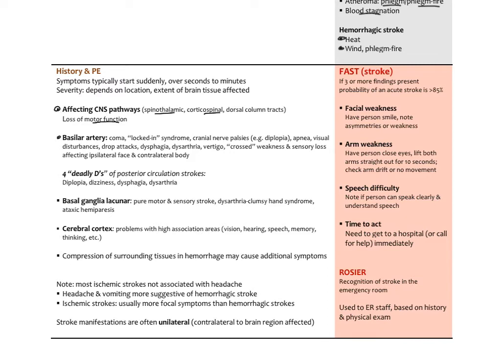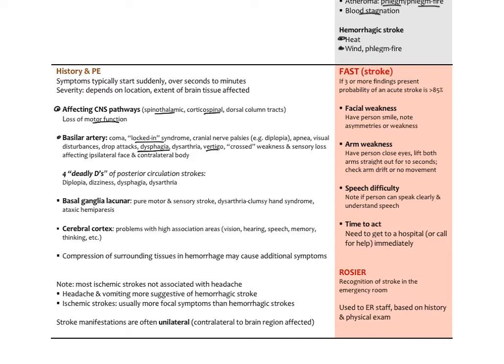In the basilar artery, this is going to create a lot of the problems in the midbrain and pons, and that might create the locked-in syndrome. Can create cranial nerve palsies like double vision, drop attacks, difficulty swallowing, difficulty speaking, vertigo, and so forth. These are all brainstem type injuries. We talked about these. These are more bulbar or pons type symptoms.